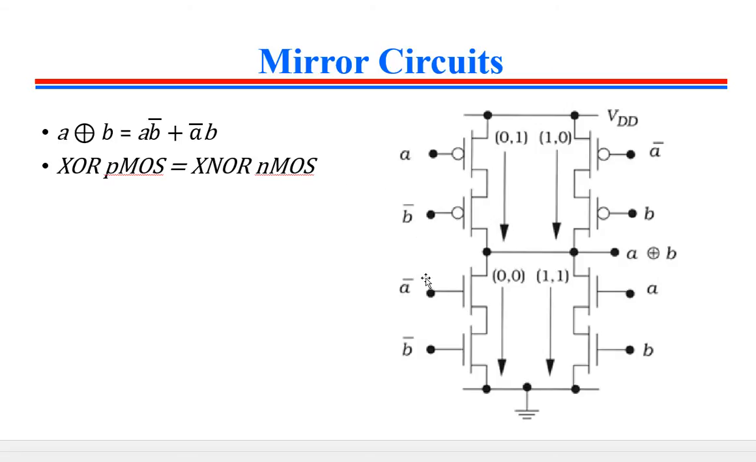Hence the exclusive NOR equation is A bar B bar plus AB. A bar B bar, these two are connected in series in NMOS, and AB is connected in series in NMOS, and these two are connected in parallel in the NMOS, and then connected to the ground. Based on the input given, the exclusive OR will provide an output. So this is what the mirror circuit is. The main advantage in this circuit is a similar layout, and the faster outputs.